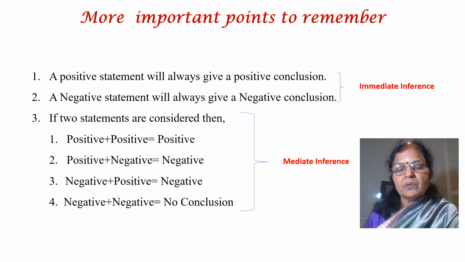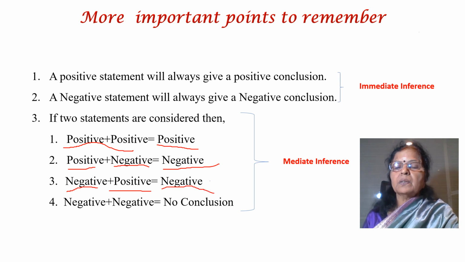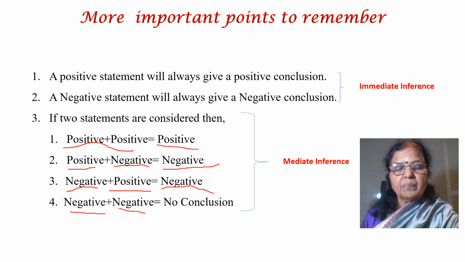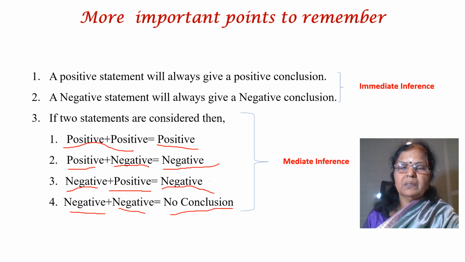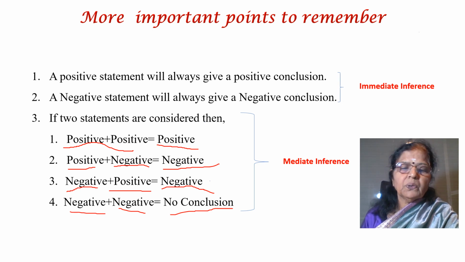You are using two statements, and if the first statement is positive and the second one is positive, then your conclusion will also be positive. If the first statement is positive and the second one negative, your conclusion will be negative. And also in the reverse order, the first statement negative and the second positive, your conclusion will be negative. And if both the statements are negative, then you cannot come to any conclusion at all. This you remember. It's a tip to remember.